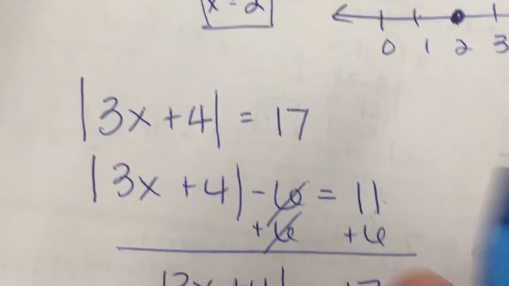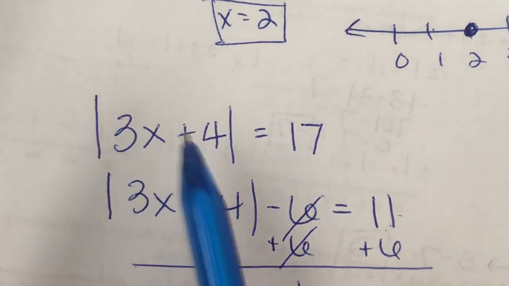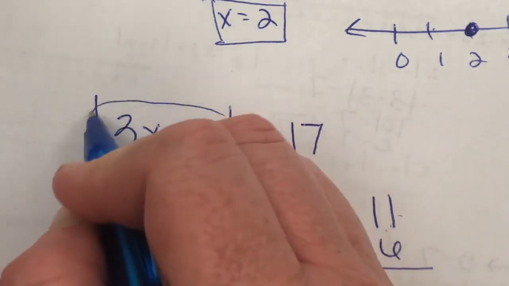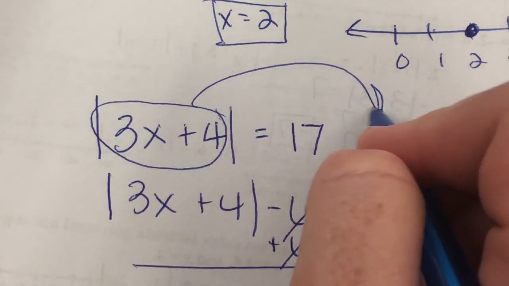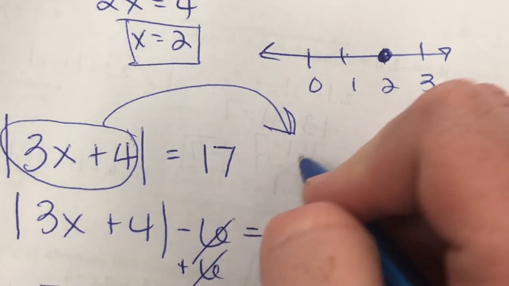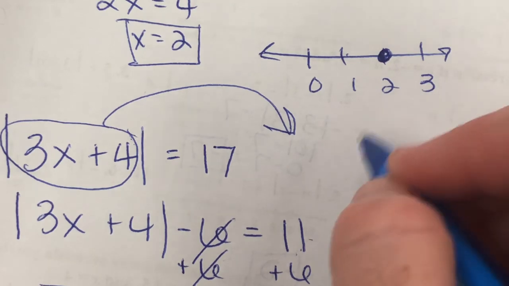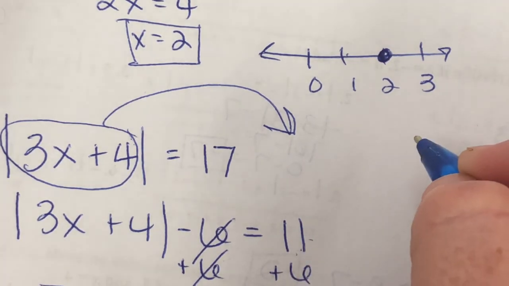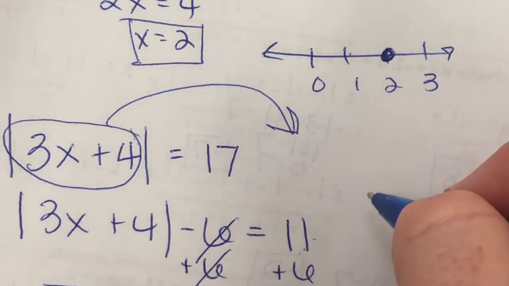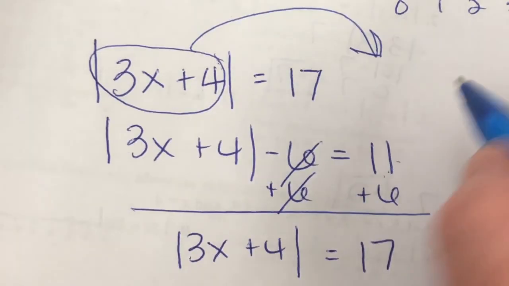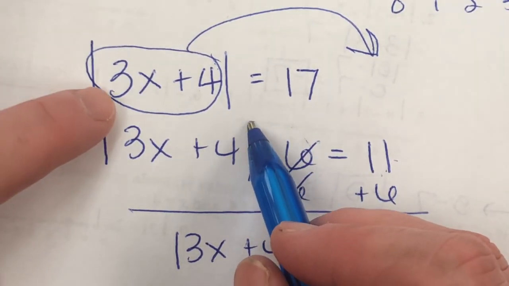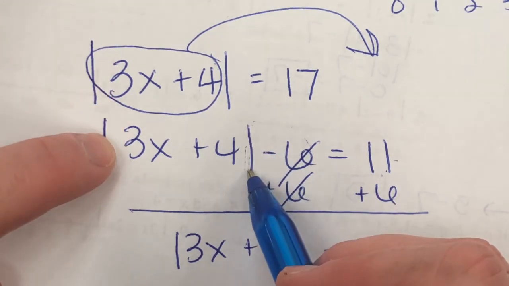So the whole idea is when you're solving for absolute value, take what's inside absolute value, take this whole thing outside of absolute value, and set it equal to the answer and the negative answer. So we did 3x plus 4 equals 17, and 3x plus 4 equals negative 17, and solve both of those. If there's other stuff around absolute value, get rid of it. All you want left before you can solve is what's inside the absolute value bars.